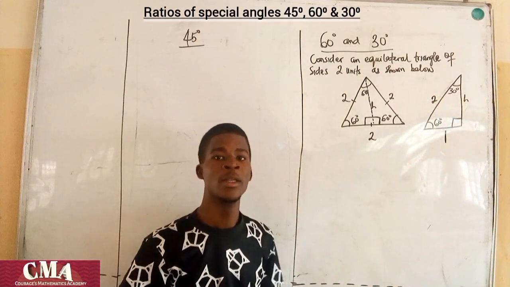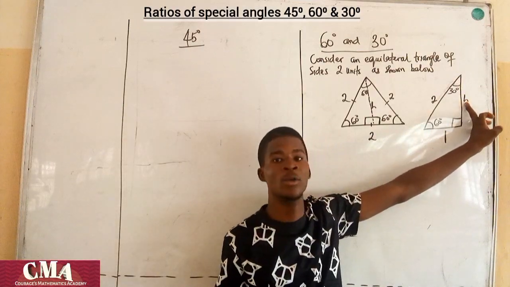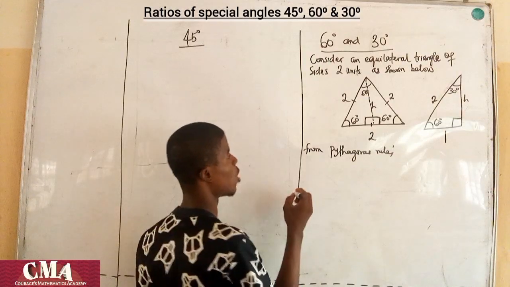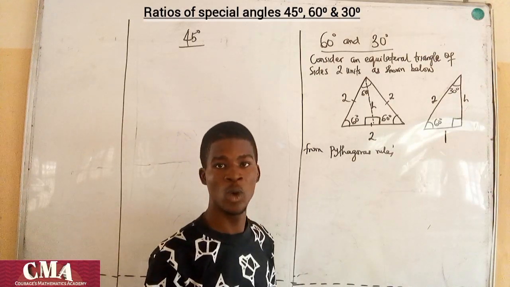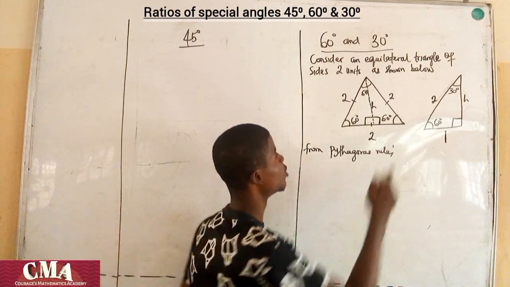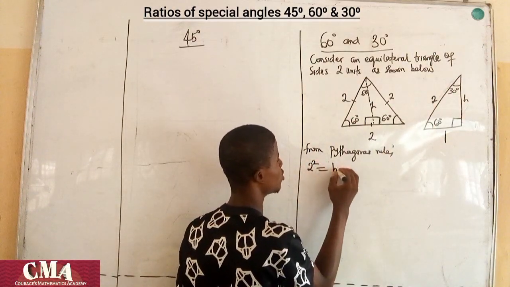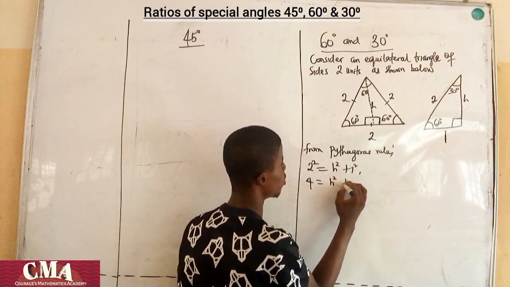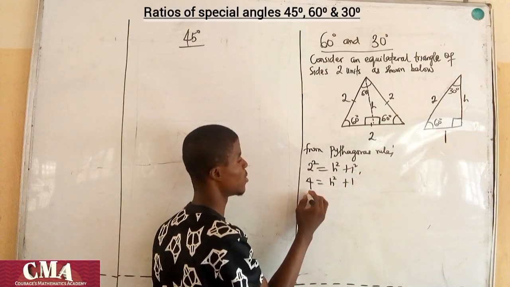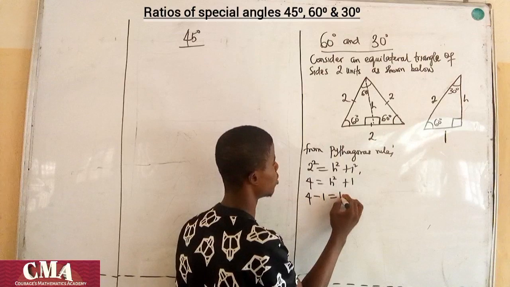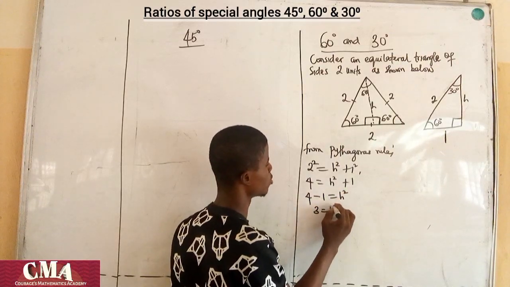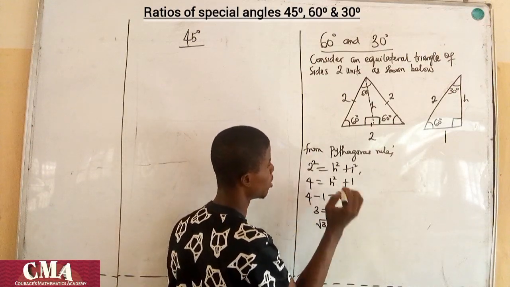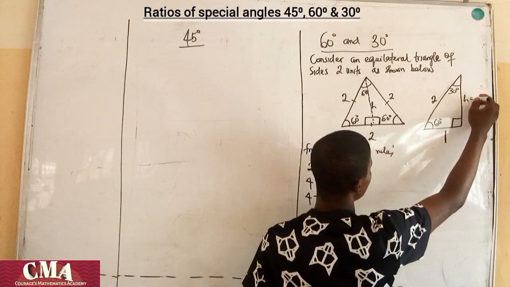That is a straight line. Now, let's get the magnitude of this altitude using Pythagoras rule. Pythagoras rule states that the square of the hypotenuse is equal to the sum of the squares of the other two sides. That is to say, 2 squared is equal to h squared plus 1 squared. 2 squared is 4, 1 squared is 1. So we have 4 minus 1 equal to h squared. This is 3 equal to h squared. Taking the square root of both sides, root 3 is equal to h. So h is what? Root 3.